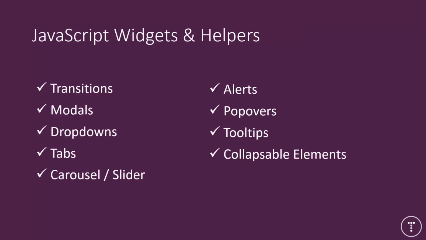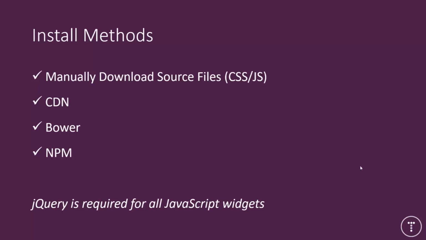You also have JavaScript widgets and helpers, so things like transitions, modals, which are nice looking pop-ups, drop-downs, tabs, sliders, things like that. So as far as setting up Bootstrap, there's a few different ways to do it, and there's more than what I have listed here. The way that we're going to do it is just download the files. Now you get all the source files, including Sass and Less and all that stuff, but what we're going to do is just take the distributed CSS and JavaScript, the compiled code, and just include it in our template.